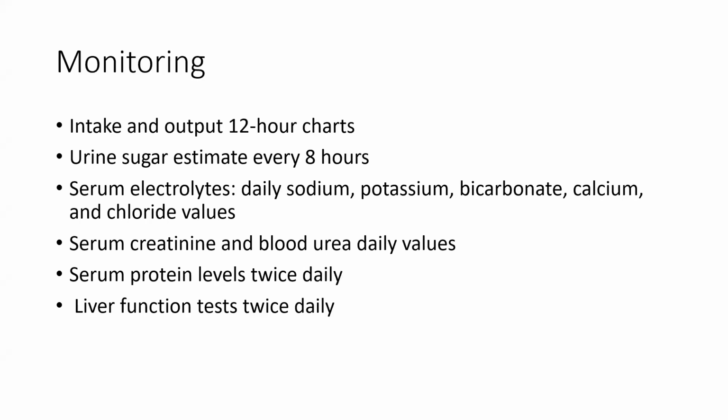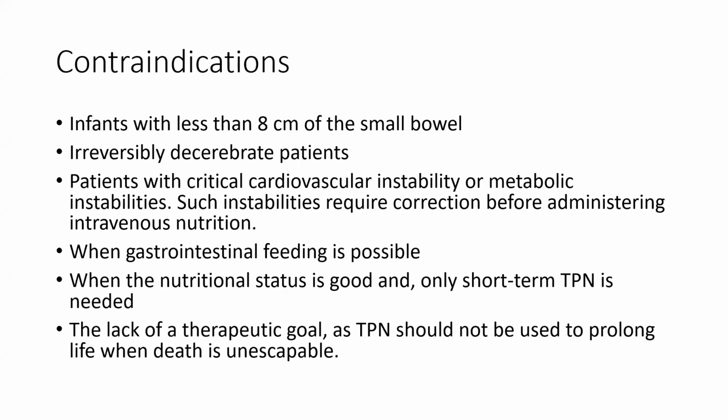Now, how to monitor? An intake and output chart should be maintained, like a 12 hour chart. Then urine sugar estimation we should do every 8 hours. Then we should keep a daily record of serum electrolytes like sodium, potassium, bicarbonate, calcium, and chloride. Serum creatinine and blood urea levels we should monitor daily. Serum protein levels twice daily. Liver function test twice daily.